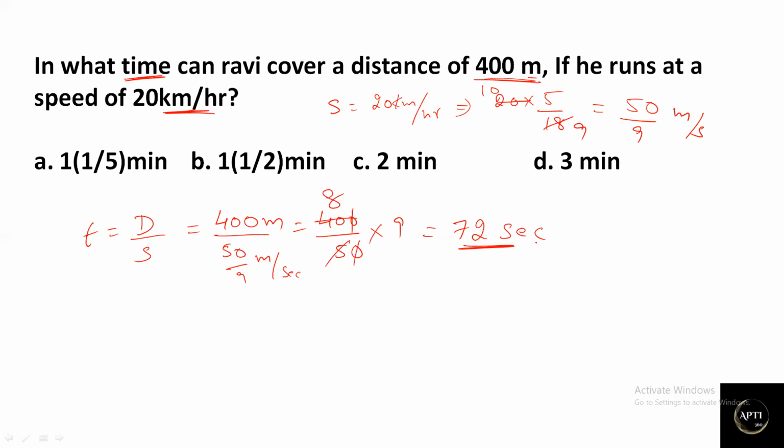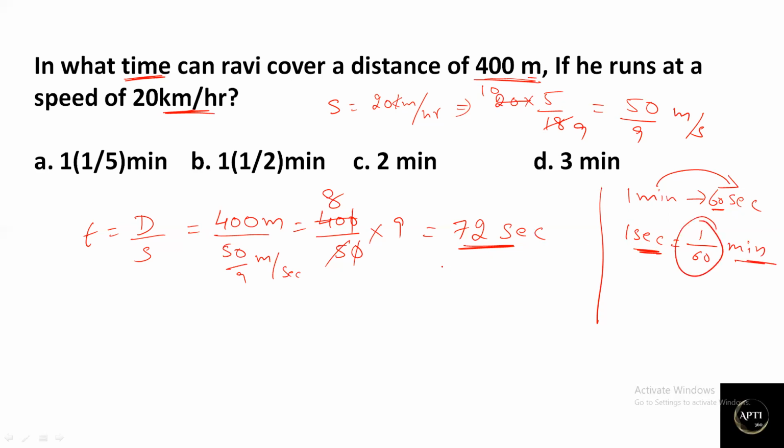So 72 seconds is how many minutes? We have already discussed that 1 minute is equal to 60 seconds. If you want to convert minutes to seconds, we need to multiply by 60. So 1 second is equal to 1 by 60 minutes, taking 60 to the other side. If you want to convert seconds to minutes, we need to divide by 60. So 72 seconds means 72 by 60 minutes.